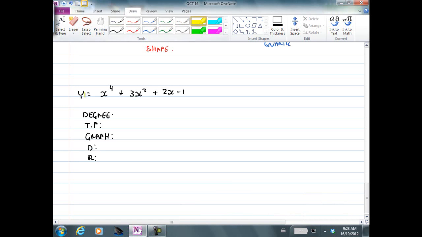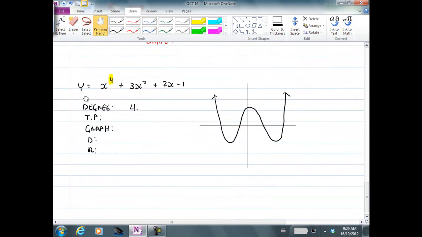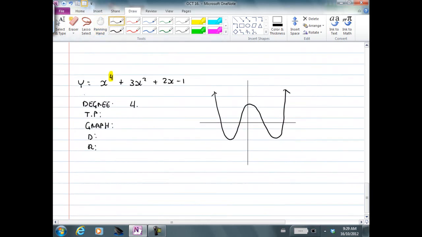Yes. I see a 4. I know this is my quartic. 1, 2, 3. Hey, it does look like a W. That's why no is a positive winner. Oh, one sentence. Either make you or break you. No is a positive winner. That's what you're going to predict later. But that's for you guys to figure out.